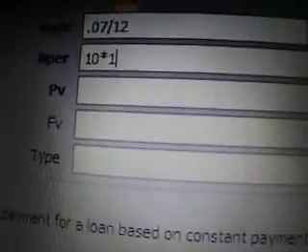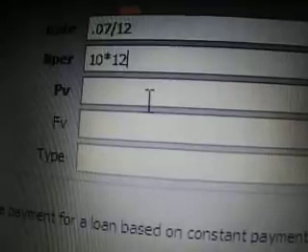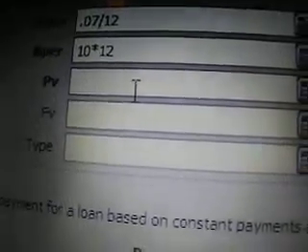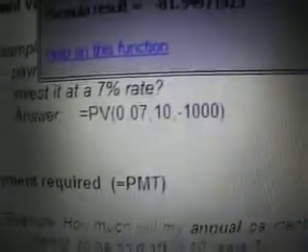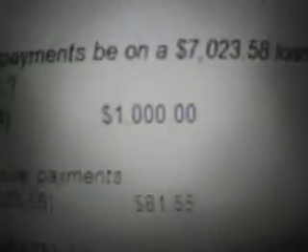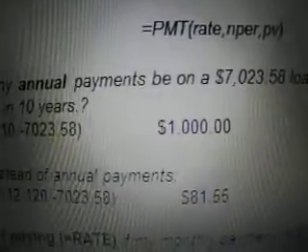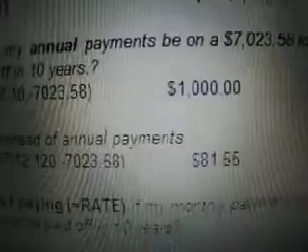Number of periods is 10, and then we need monthly payment, so we are going to multiply that by 12. And the present value is the same, $7,023.58. Click OK, and that is your monthly payment. So you can see that for any loan amount, any amount that you're going to borrow for your mortgage, the years, the time period should be multiplied by 12, and the interest rate should be divided by 12.